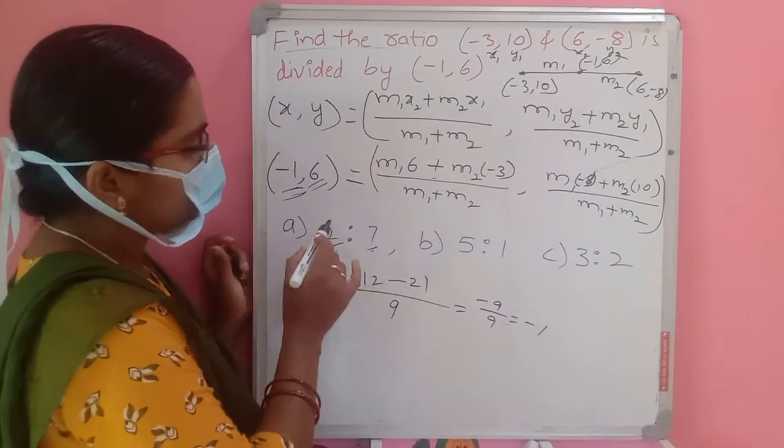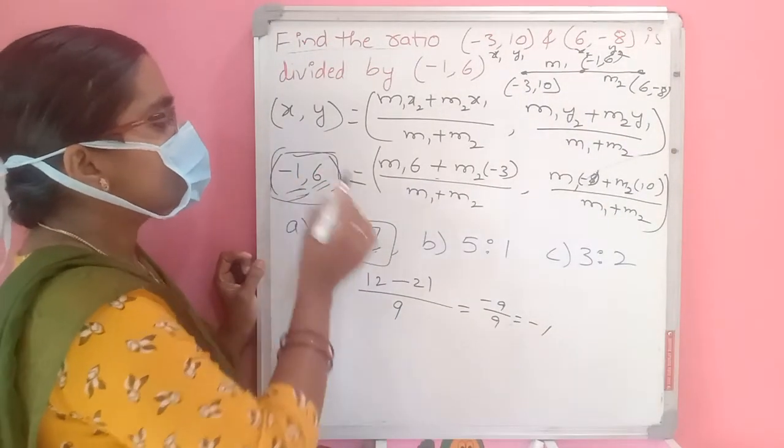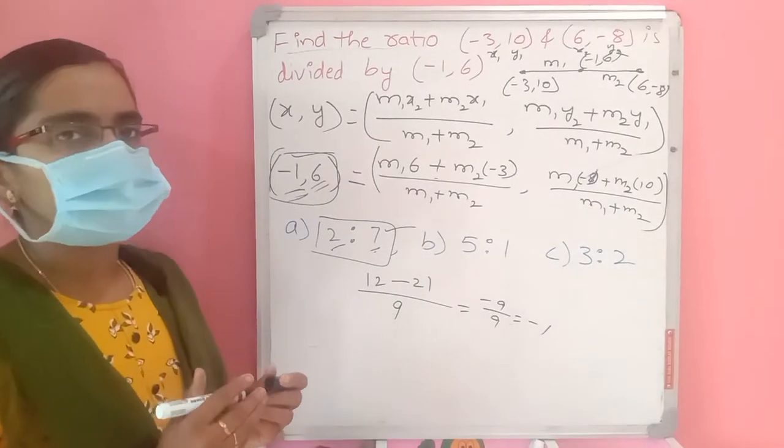Yes, by substituting 2 and 7, we simply get this value. So m1 is to m2, we can simply know from the options. No need to do the total problem.